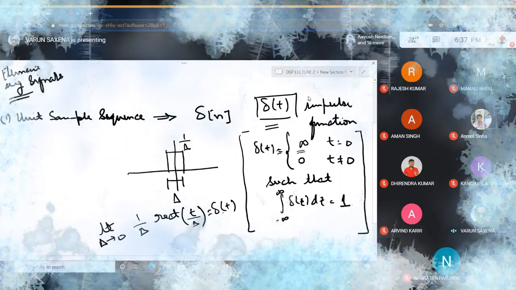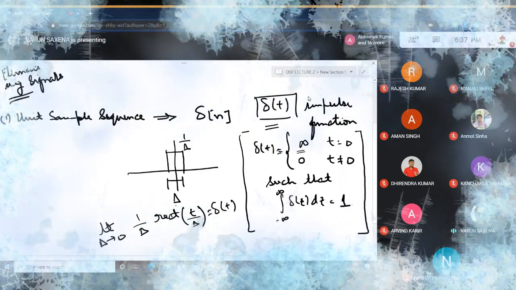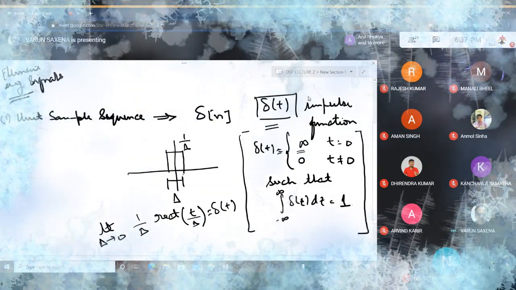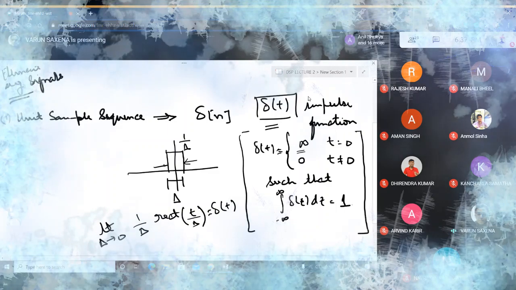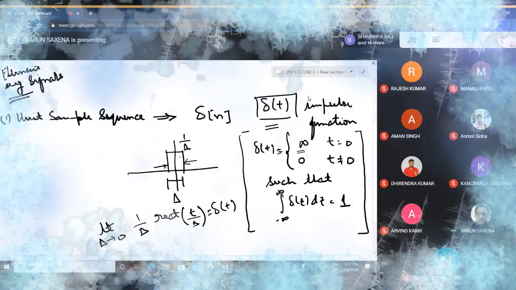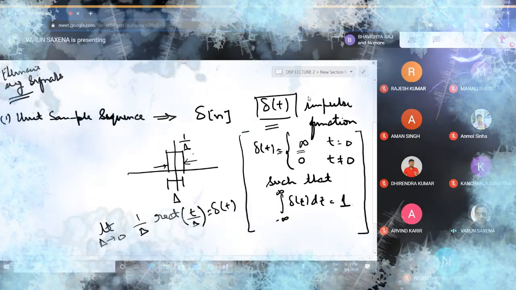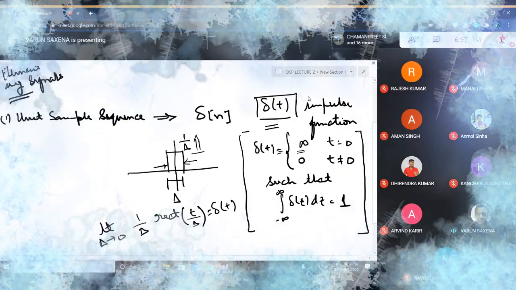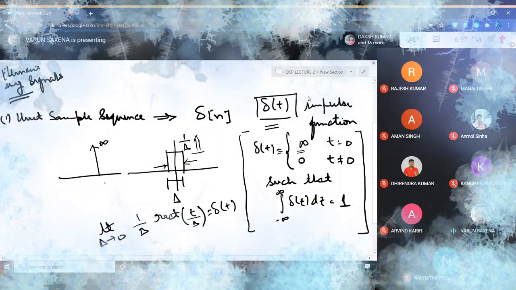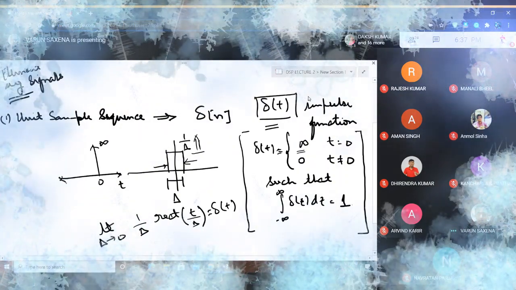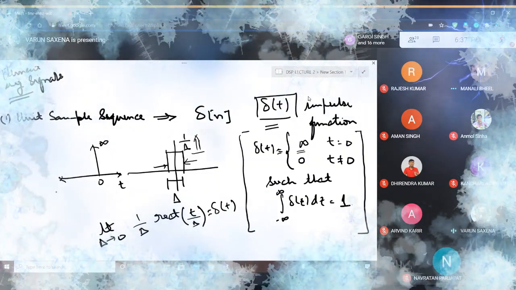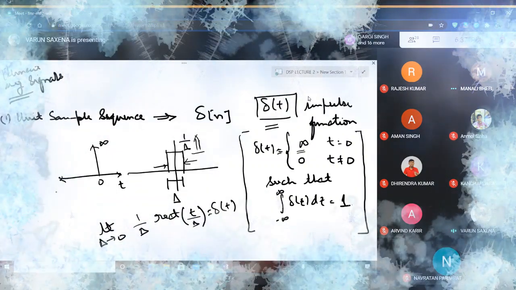So what happens is, as delta becomes equal to 0, this width reduces in size, and because delta is small, 1 upon delta will be large, so the amplitude keeps on increasing. Eventually you get something like this, and this amplitude is infinite. This is what an impulse function is. Obviously it's complicated, and you cannot realize it in any practical laboratory.